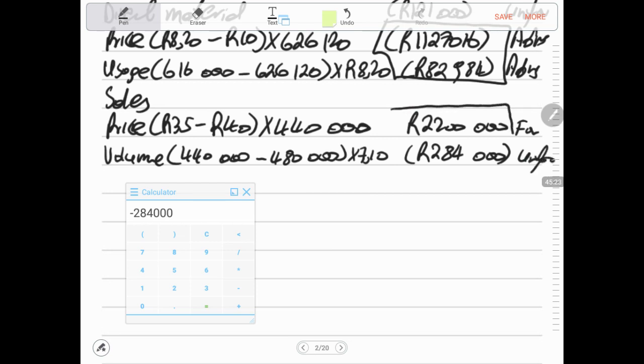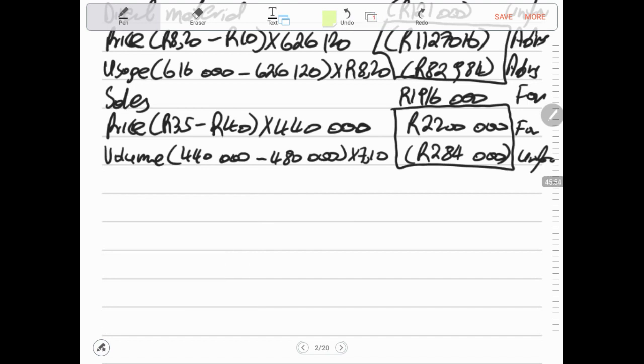Then again, I look for the sum of the two variances because they are all sales variances. Plus 2,200,000, and this gives me a favorable net variance of 1,916,000. This variance ends up being favorable, the net of the sales variance. This is the sales variance, so the net ends up being favorable.